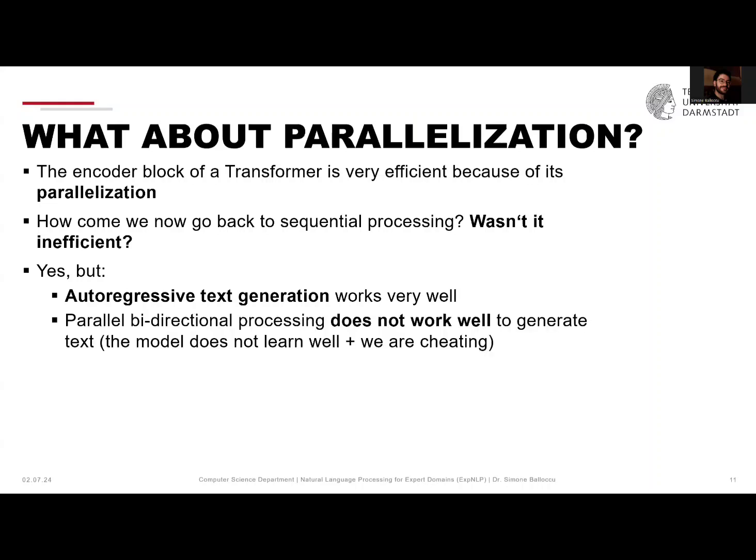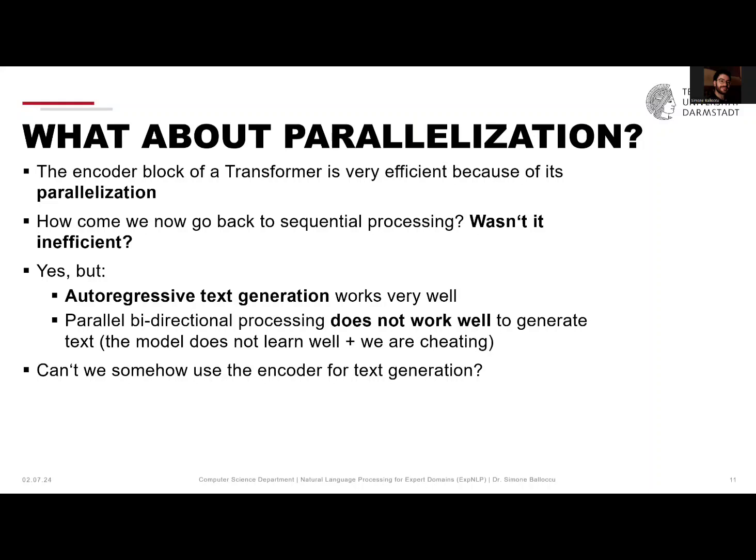But also, bidirectional processing in parallel is not great for text generation. The model won't learn well. Plus, we are cheating. Again, if I am predicting a sentence, seeing the future during training means that I am cheating, and experimentally it doesn't really help the model generalize. Now, you might ask, can we have some kind of hack to use the encoder for text generation? And yes, in fact, we can.